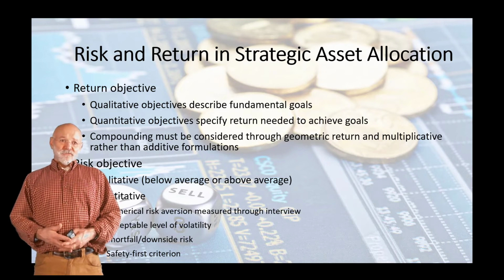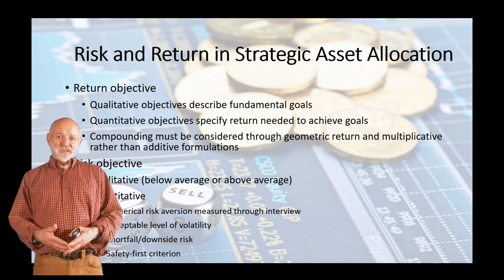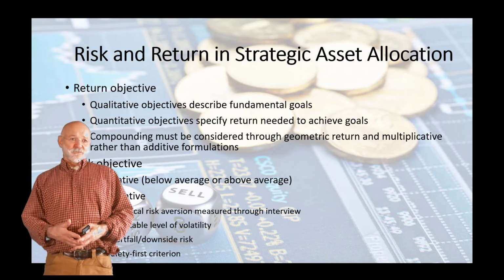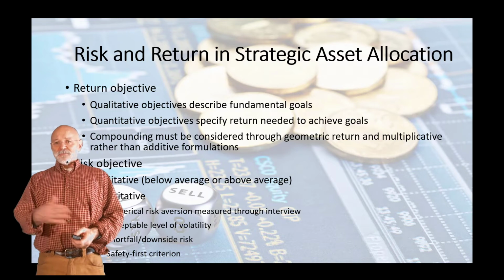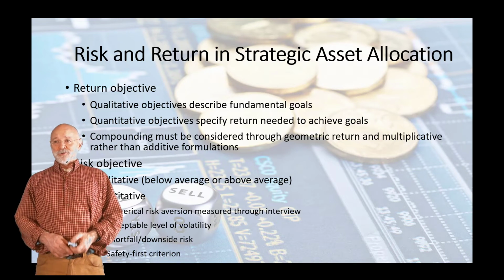And for quantitative, we look at information like acceptable levels of volatility and standard deviation. We try to differentiate between general risk and the risk that something's going to get worse. And there's something that's called Roy's safety first criterion that we'll talk about a little bit later in the course.